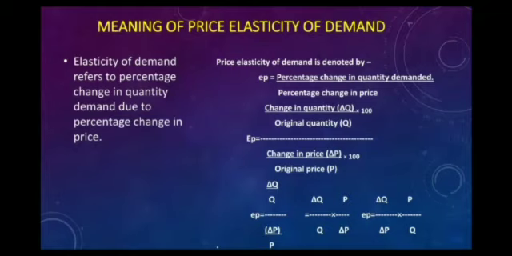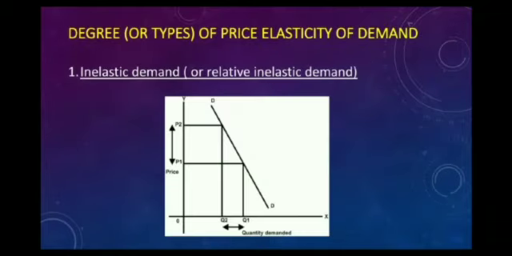Next, degrees or types of price elasticity of demand. Price elasticity of demand differs from commodity to commodity and also from individual to individual. Price elasticity of demand is of 5 types: inelastic demand, elastic demand, unitary elastic demand, perfectly inelastic demand, and perfectly elastic demand. Number 1, that is inelastic demand.